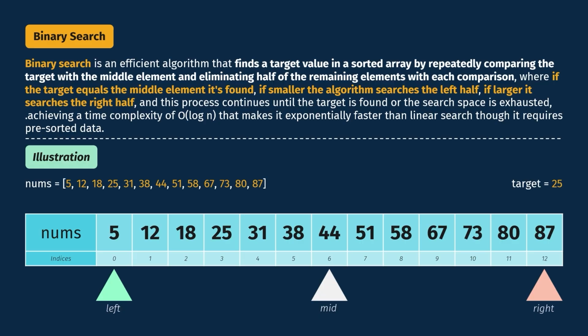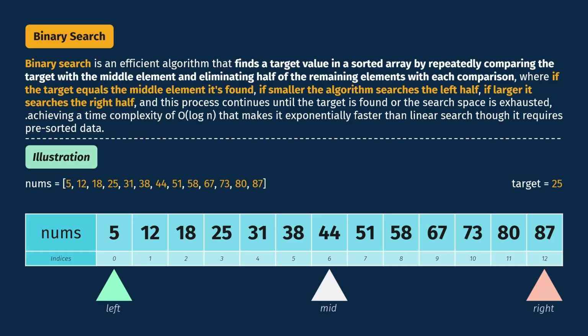Now we compare the middle value with our target. Is 44 equal to 25? Nope. Is 44 greater than 25? Yes, 44 is larger. This tells us something important. Since the array is sorted, our target value of 25 must be somewhere in the left half of the array, because all values to the right of 44 will be even larger.